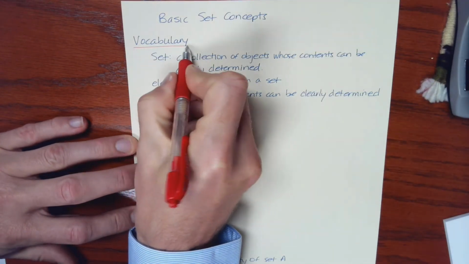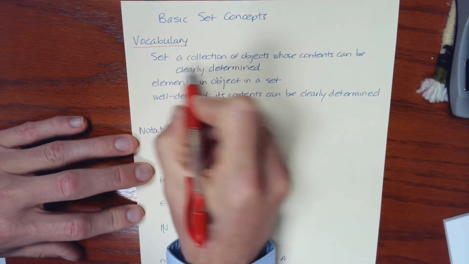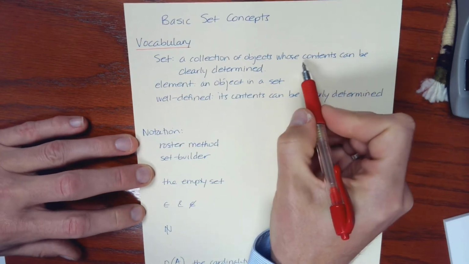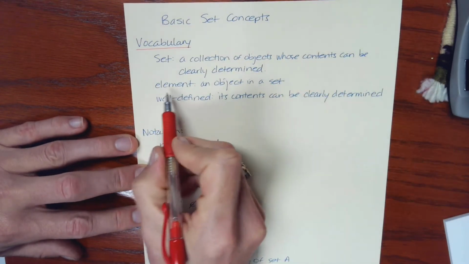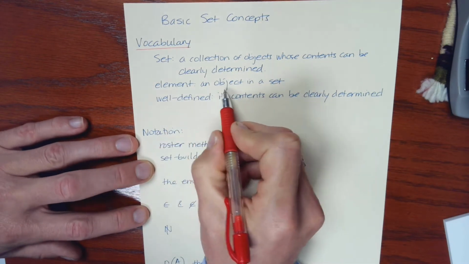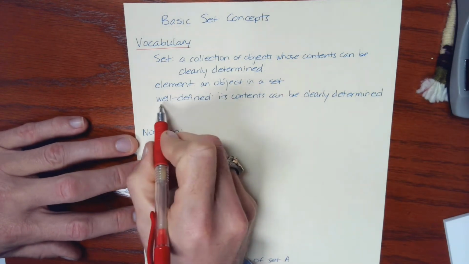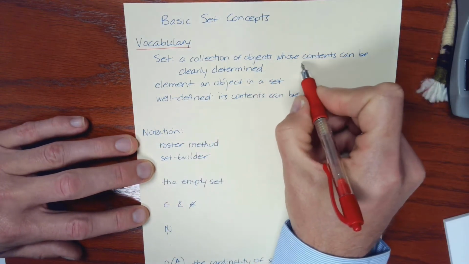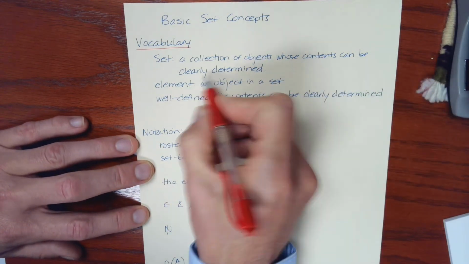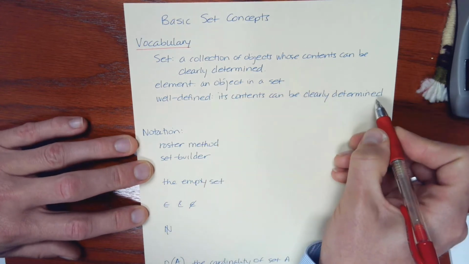First of all, what is a set? A set is a collection of objects whose contents can be clearly determined. An element, that's just one of the objects in a set. And well-defined goes to the notion of this last part of our definition of set: its contents can be clearly determined.